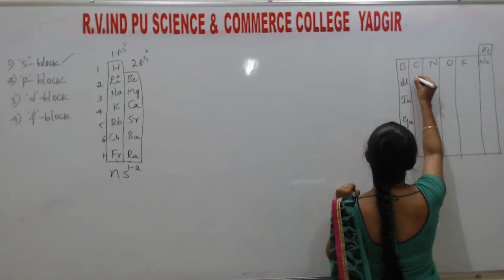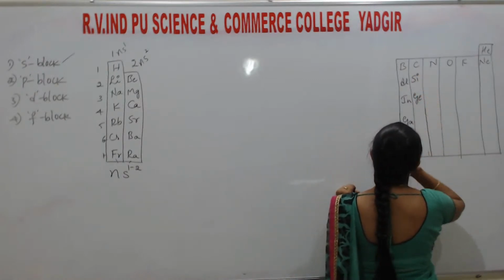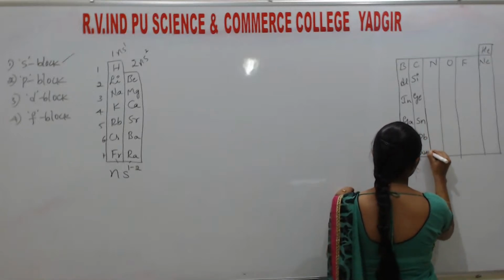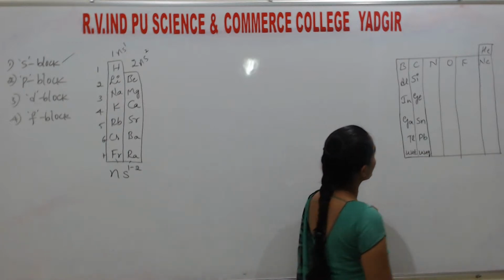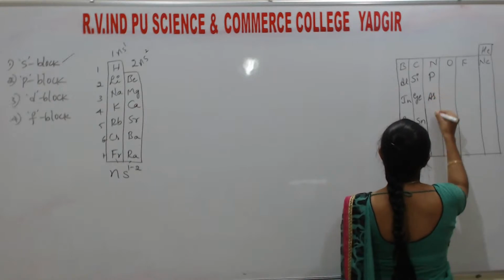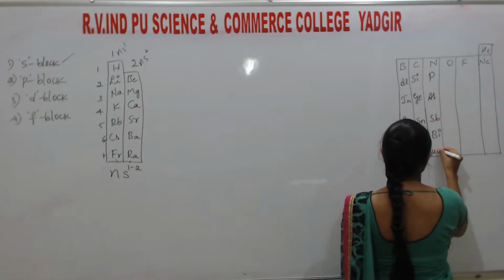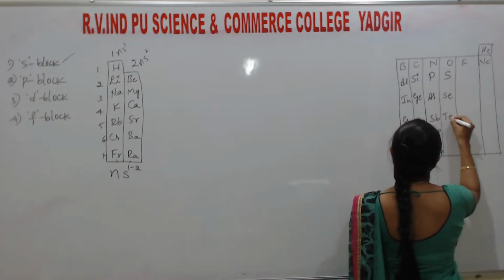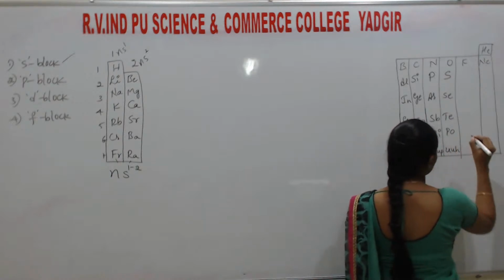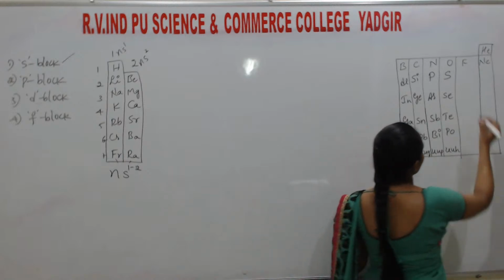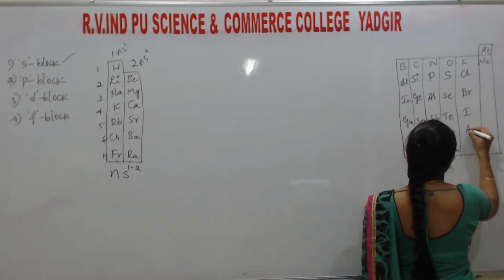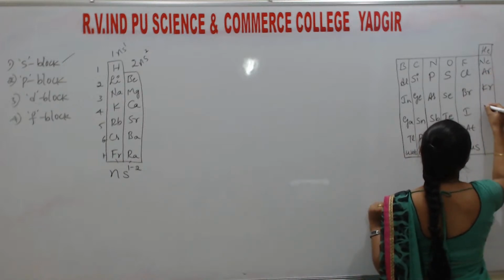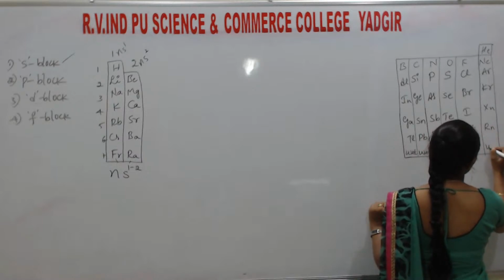Next, carbon, silicon, germanium, tin, lead. So this is Uuq, 114. Next, nitrogen, phosphorus, arsenic, antimony, bismuth, Uup. Oxygen, sulfur, selenium, tellurium, polonium, and Uuh, 116. Then chlorine, bromine, iodine, astatine, and Uus. Last one, neon, argon, krypton, xenon, radon, and Uuo.